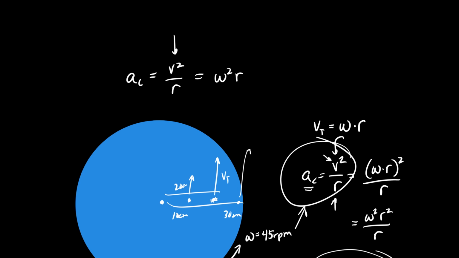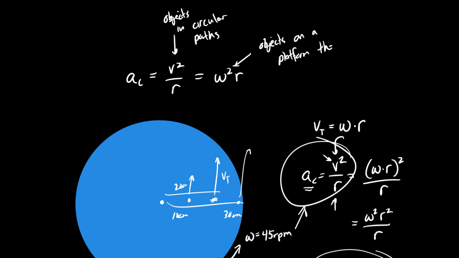Use this for objects in circular paths. Use this for objects on a platform that's rotating. It will be easier, I promise. It will be the same amount of work most of the time, but usually you'll be able to get to your answers or to an expression faster if you use the right one of those.